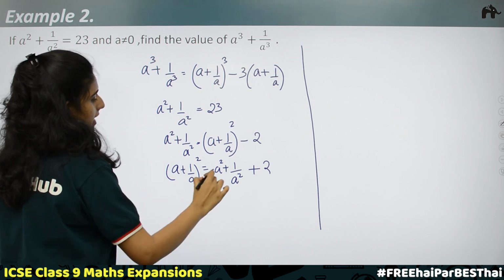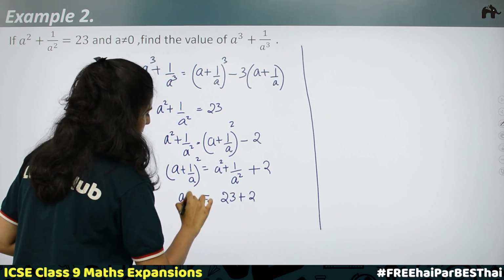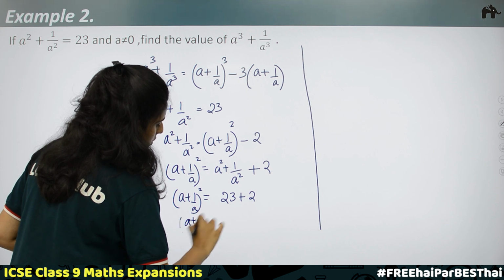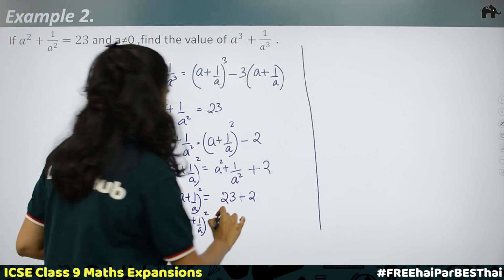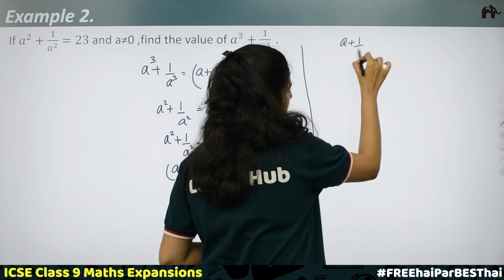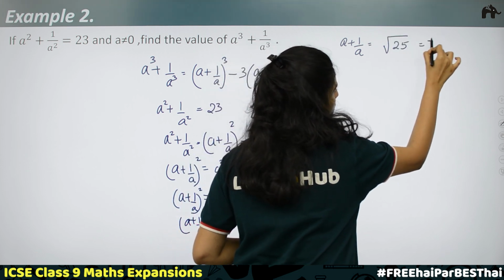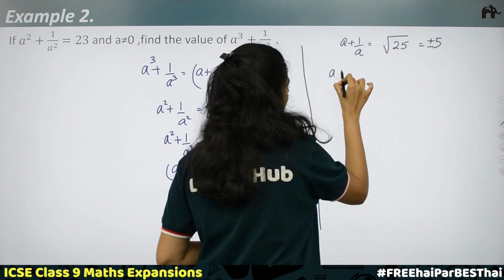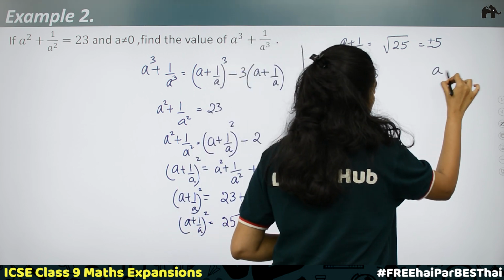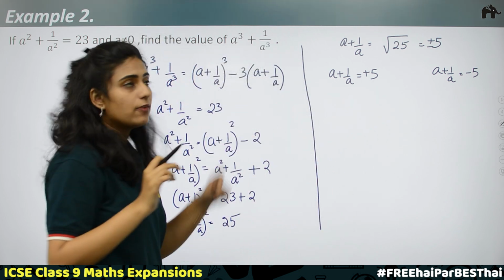which is equal to a square plus 1 by a square, given to be equal to 23. 23 plus 2 is (a plus 1 by a) whole square. (A plus 1 by a) whole square is equal to 23 plus 2, which is 25. Then what is a plus 1 by a? A plus 1 by a will be equal to square root of 25. We have two values, positive or negative 5. So, when a plus 1 by a is equal to positive 5 and a plus 1 by a is equal to minus 5, we need to find what is a cube plus 1 by a cube.